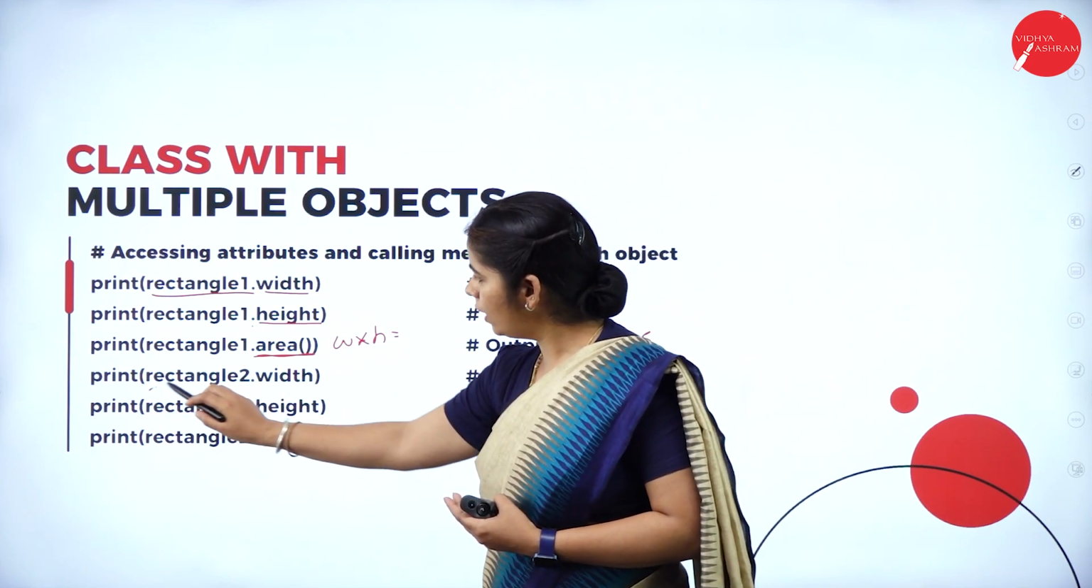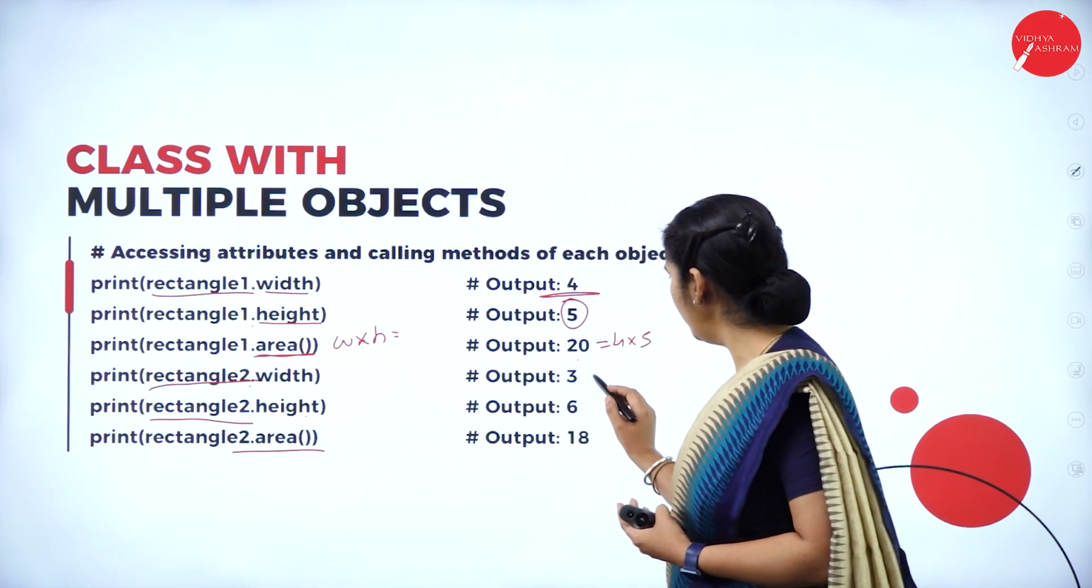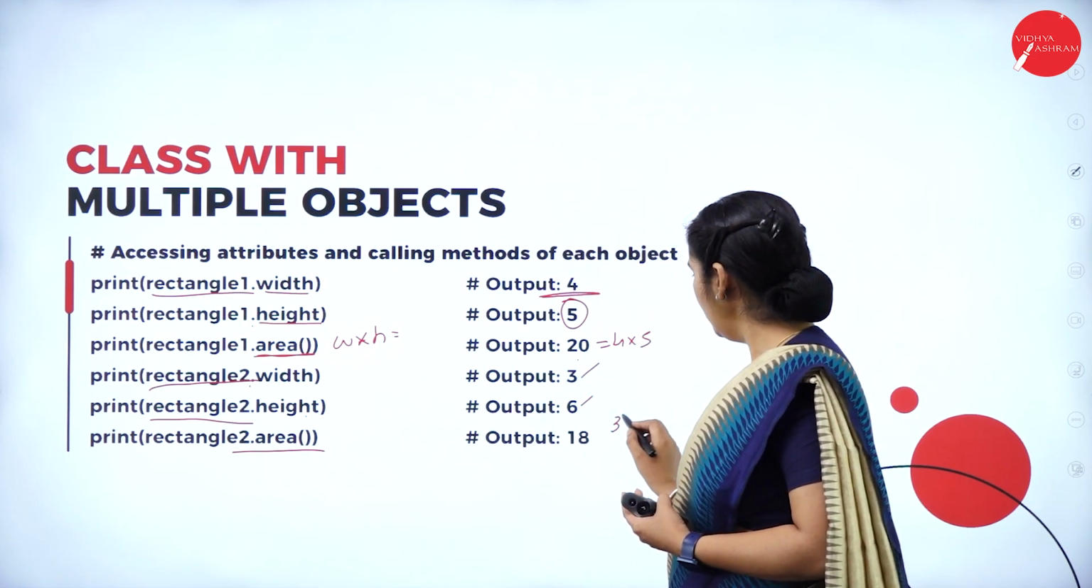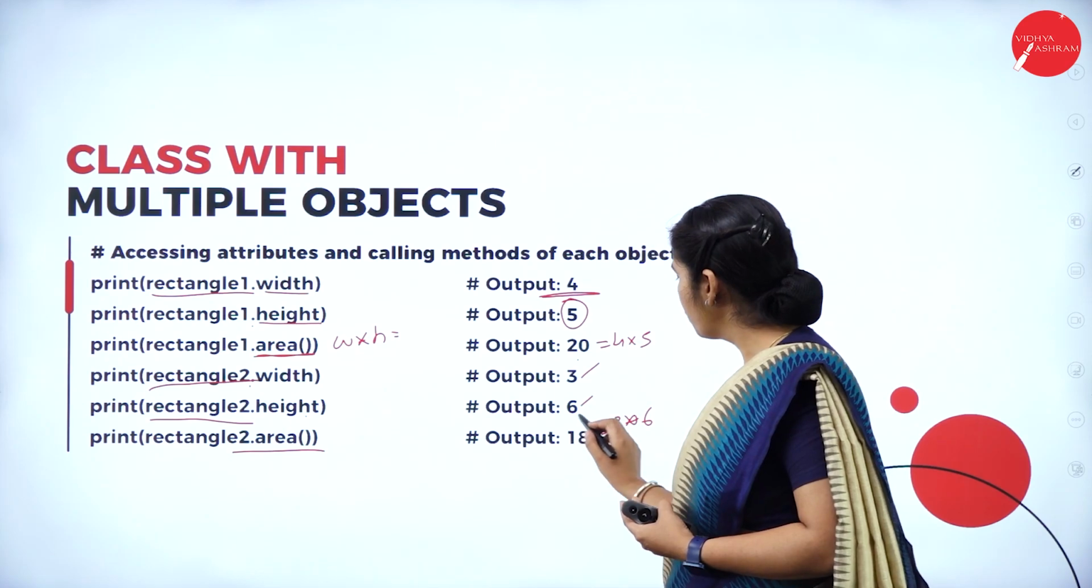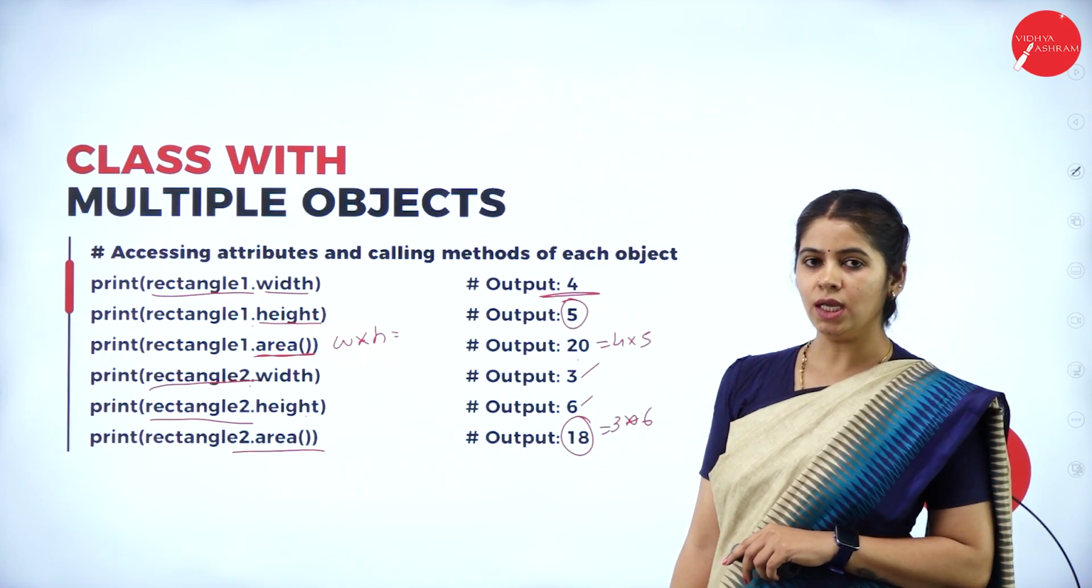Similarly, we have done it for the rectangle2 object: width, height and then the area. What is the width? 3. Height is 6. 3 into 6 will give the return value as 18 as a result of the given instruction.